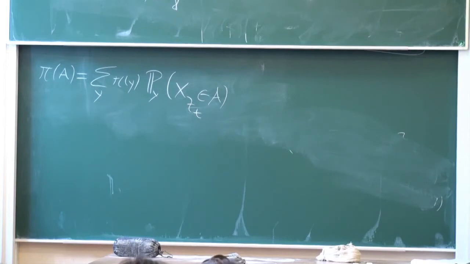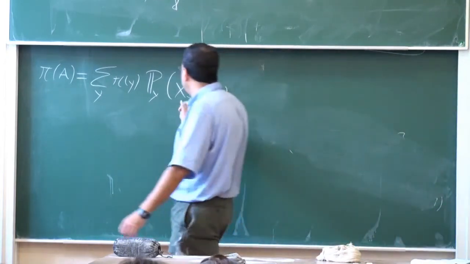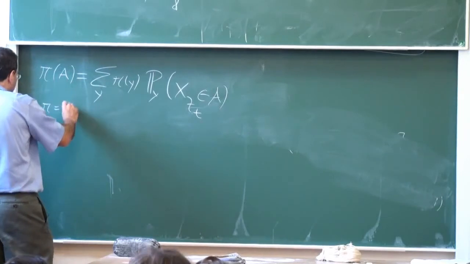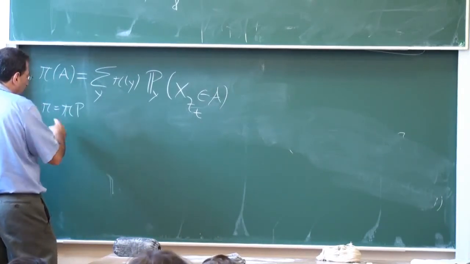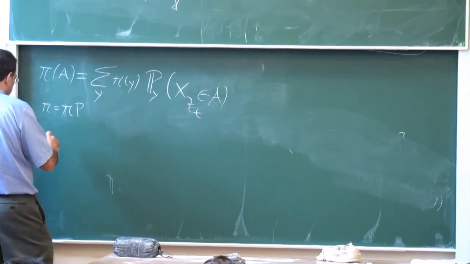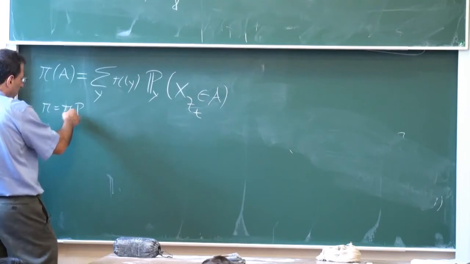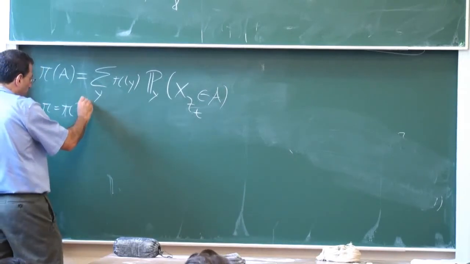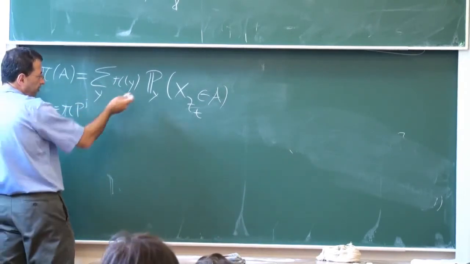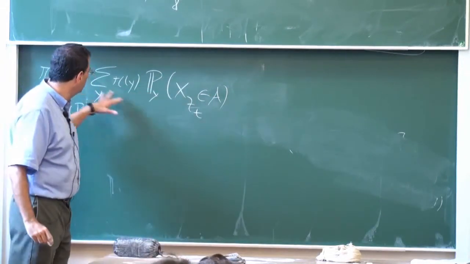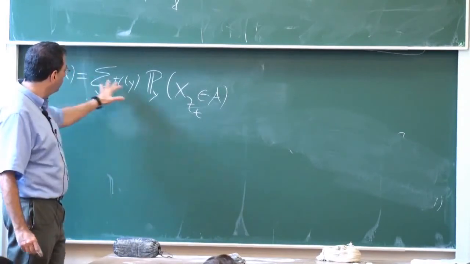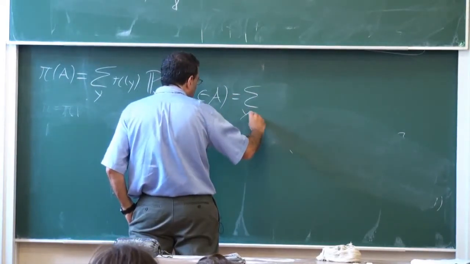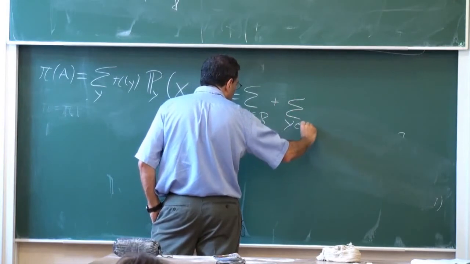So this is just taking the fact that pi equals pi P, so this is pi P to the j, and now we average where j has this distribution Zt, and we get this statement. Okay? So this is just an easy consequence of stationarity. And now take this sum and decompose it into the sum over y in B and the sum over y in B complement of the same expression.